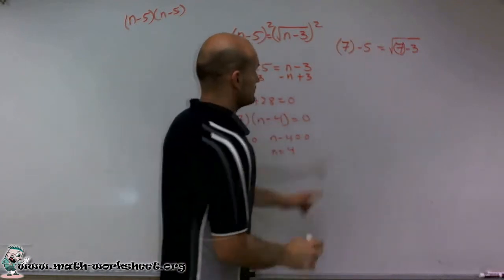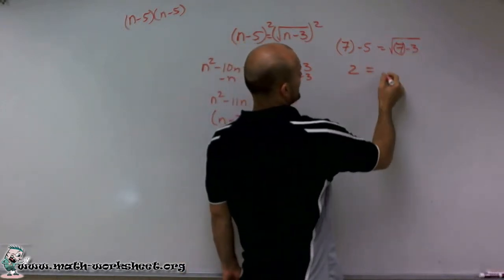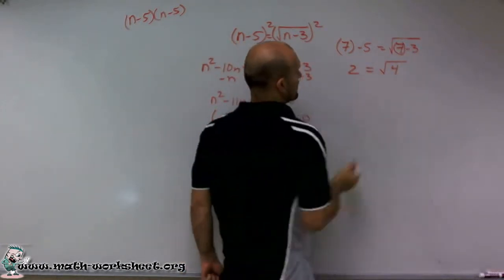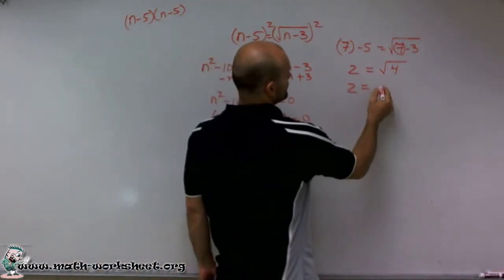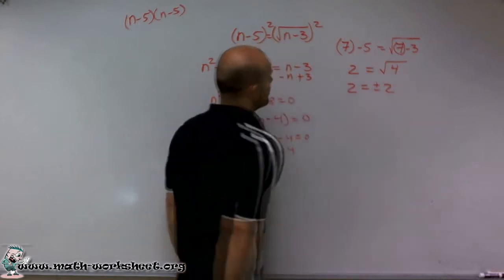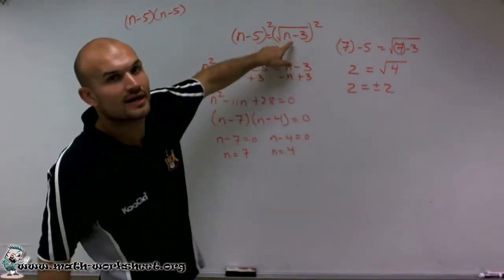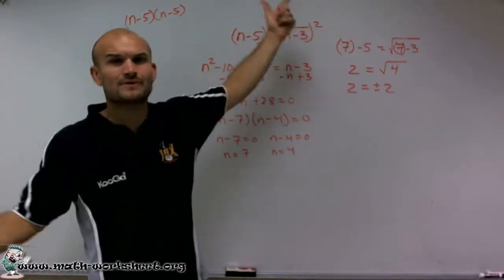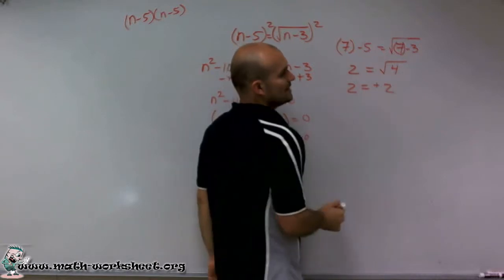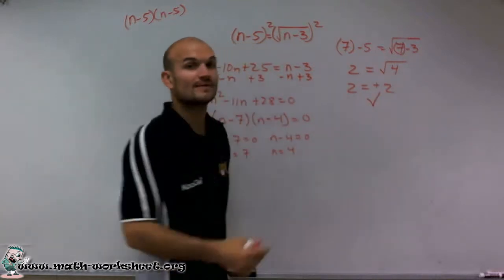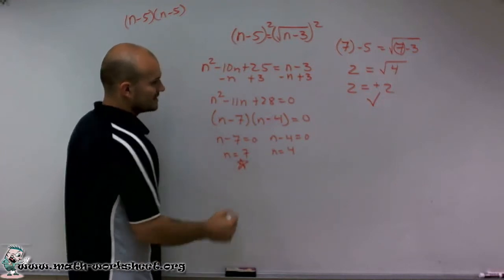Okay, well 7 minus 5 is 2, equals 7 minus 3, which is the square root of 4. Now remember, the square root of 4 can be plus or minus 2. Well, 2 equals plus or minus 2. We know it can't be a negative 2, because if I had a negative 2 in there, negative 2 minus 3 would be a negative 5. We can't take the square root of negative 5, so it would have to be that positive value. Since 2 equals 2, we're good. That is going to be a solution. So therefore, I can say 7 is going to be a solution.